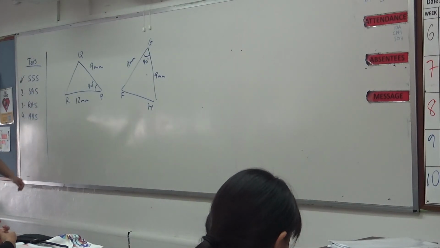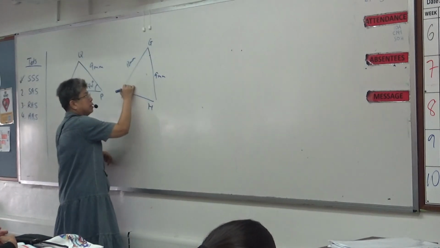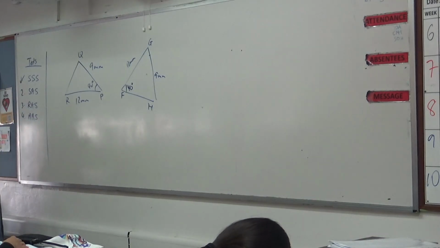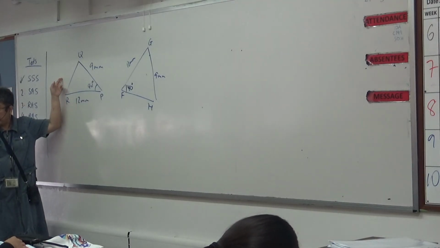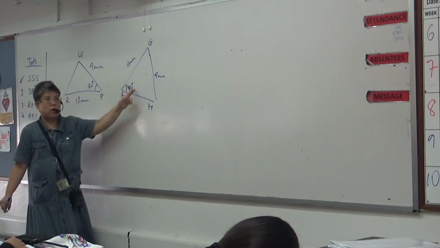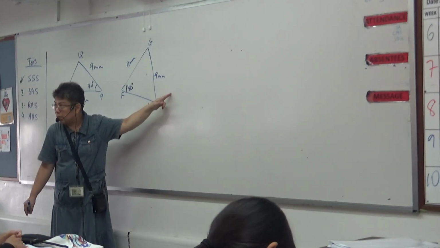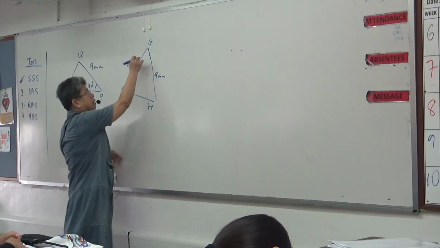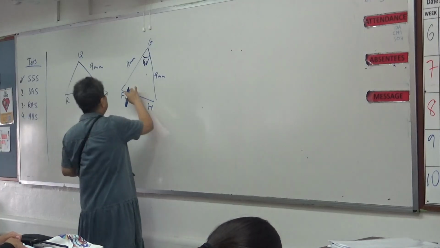Now, let me just warn you something. If they say this is 40, it's not the same anymore. Do you understand? Can you see this 40 is opposite the unknown side? Correct. But this 40 is opposite what? The 9. Do you understand? So it must be the included angle. Are you clear with what I'm saying? Okay. So this is 40. So how do I present that?